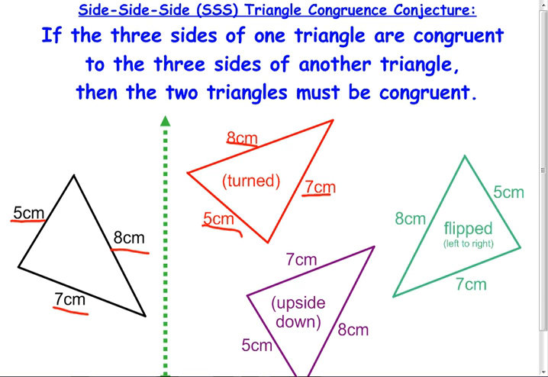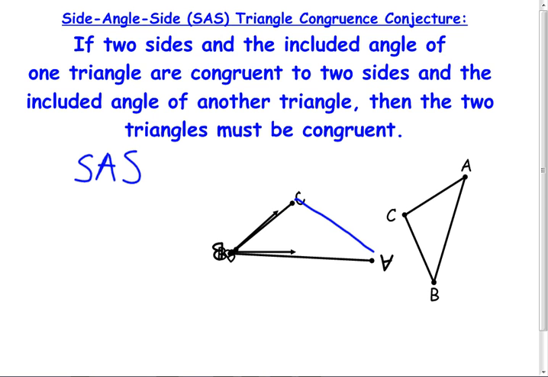Focus. Okay, this would be side, side, side. You got the 5, you got the 8, and you got the 7. So side, side, side. If you know 3 sides of a triangle, I know the triangles are congruent. I don't have to show the angles or anything. There's another one, side, angle, side.